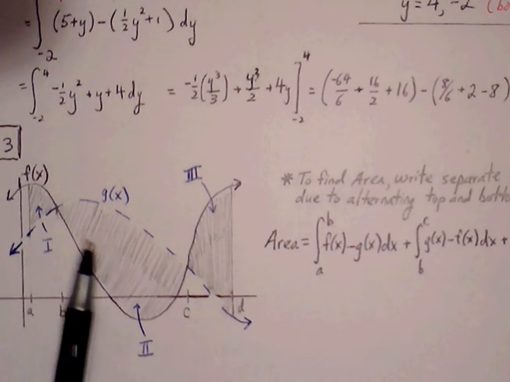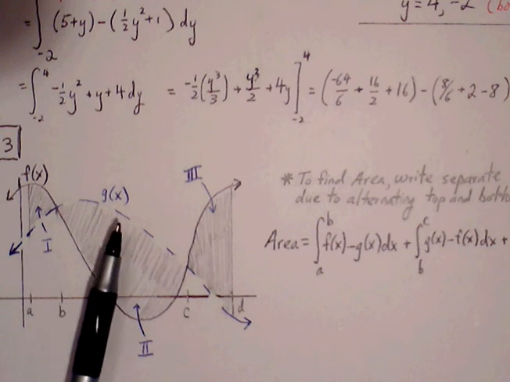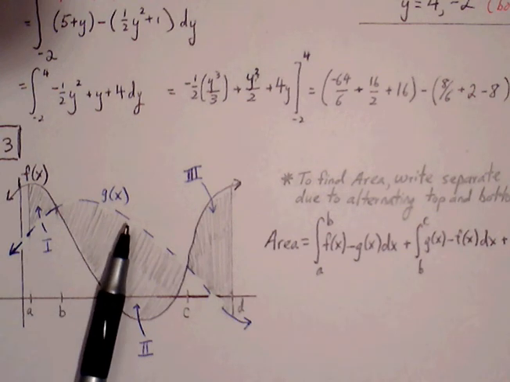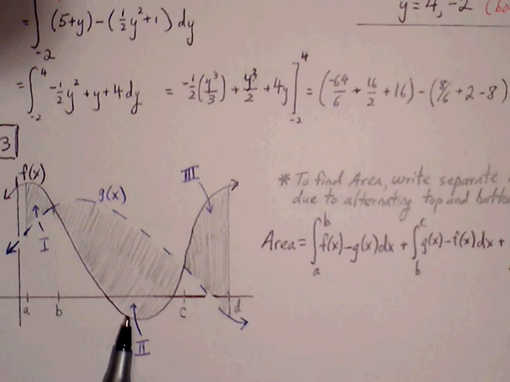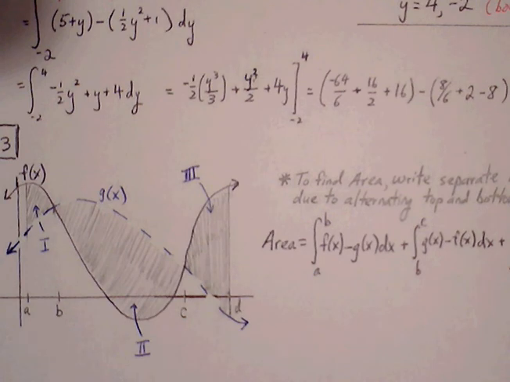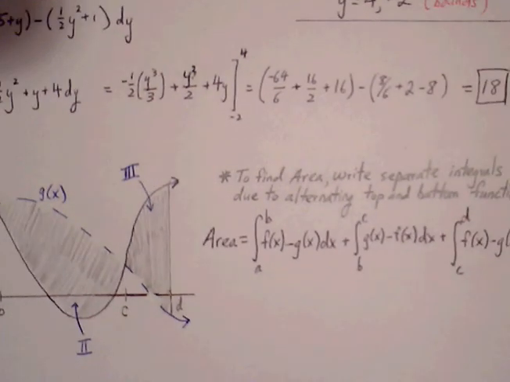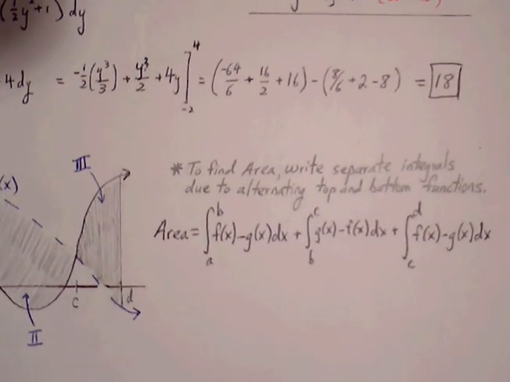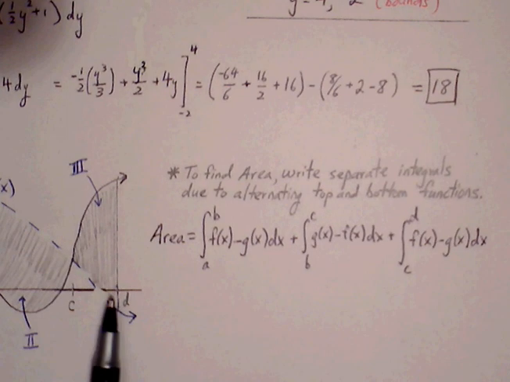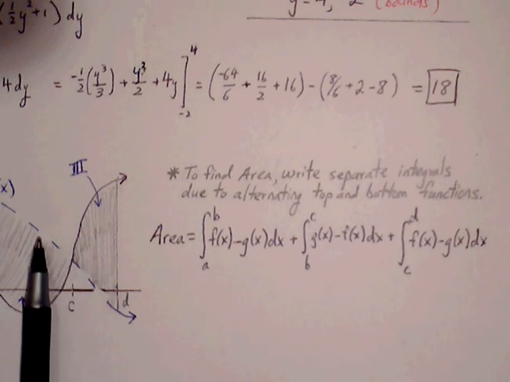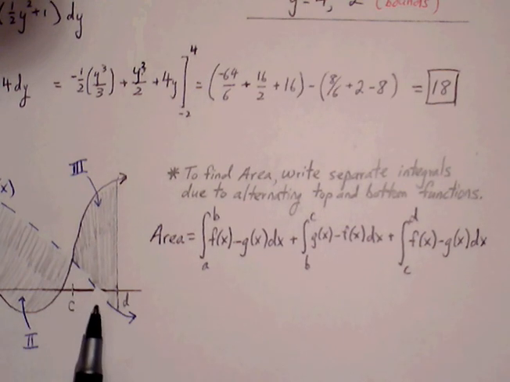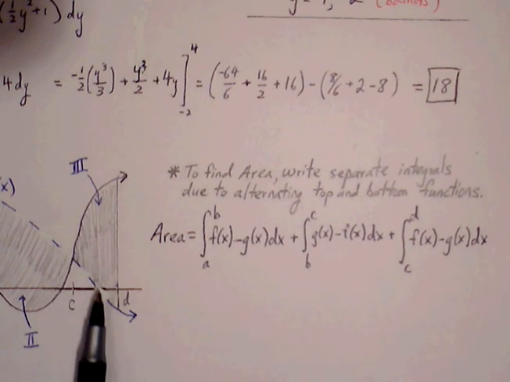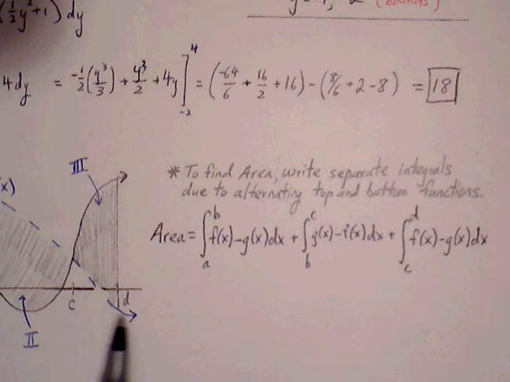For my second region, we see that the top and the bottom curve have alternated. So my g of x is now my top curve, and my bottom curve is now the f of x, and the bounds are now from B to C. And finally, we have our third region, which is from C to D. And again, it alternates back to f of x being the top curve and the g of x being the bottom curve. So we have f of x minus g of x, definite integral from C to D.